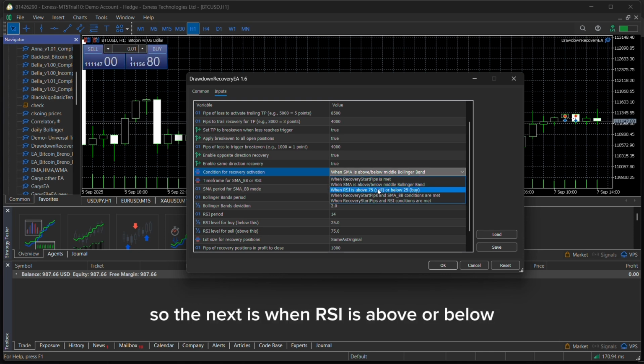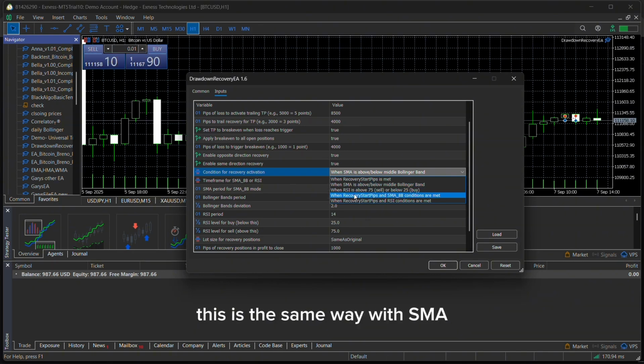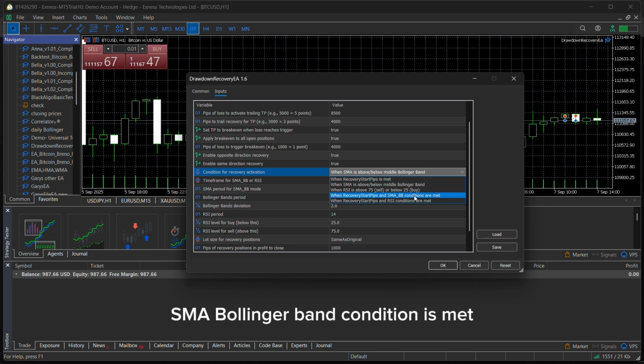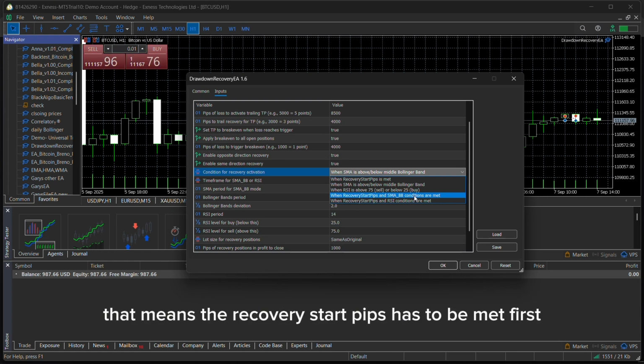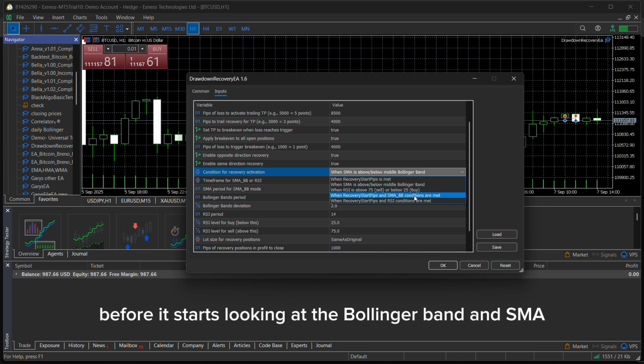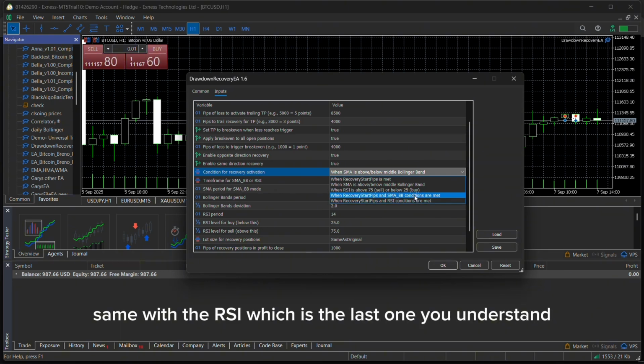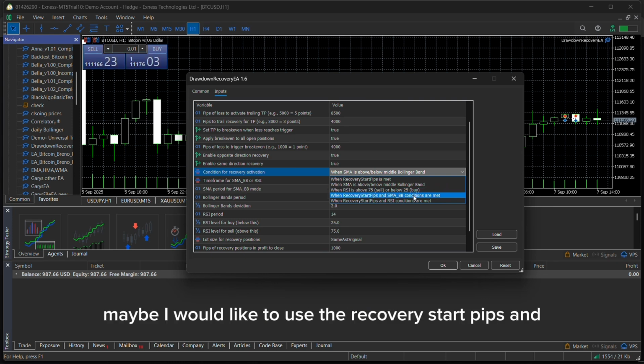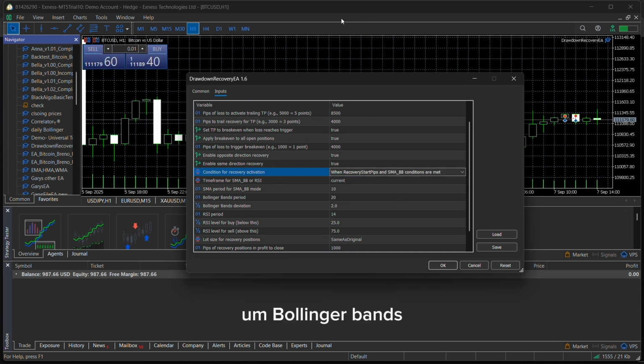So the next is when RSI is above or below. This works the same way as the SMA, and this is when both the recovery start pips and the SMA Bollinger Band condition are met. That means the recovery start pips has to be met first before it starts looking at the Bollinger Band and SMA. Same with the RSI, which is the last one. You understand? So it is best to use, maybe I would like to use, the recovery start pips and Bollinger Bands.